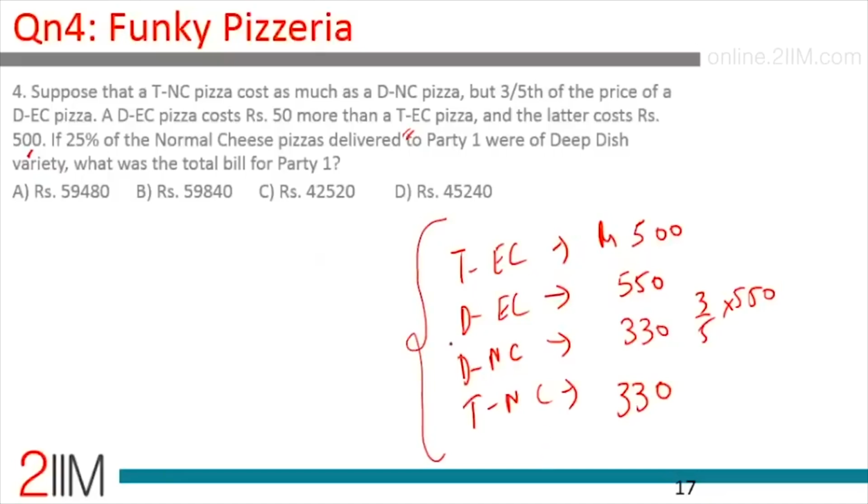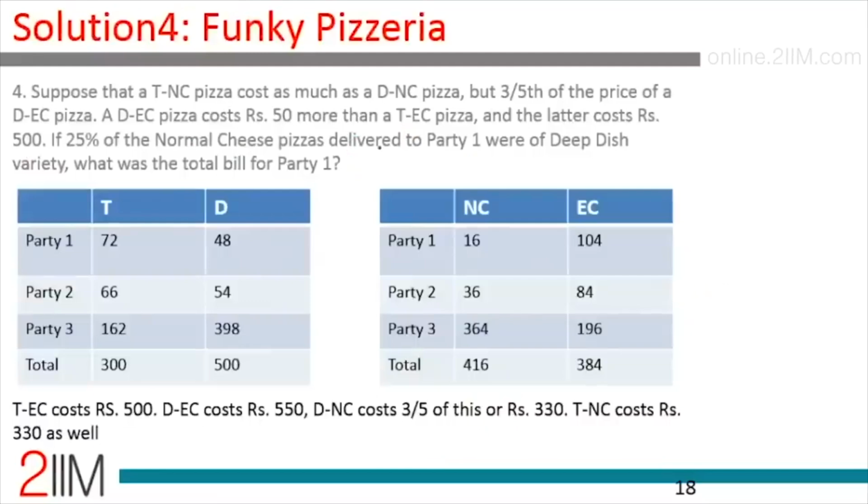Next up, 25% of normal cheese pizzas delivered to party 1 were of deep dish. What is the total bill for party 1? We can find the bill if we find the exact number of pizzas in each of these categories. So 25% of normal cheese were of deep dish. Let's go back to the numbers. We're looking at party 1. 25% of normal cheese pizzas were of deep dish variety. So 25% of normal cheese, 25% of 16, 1/4 of 16, that is 4 were of deep dish category.